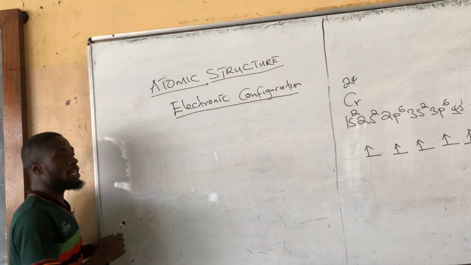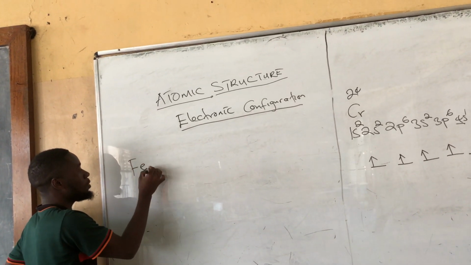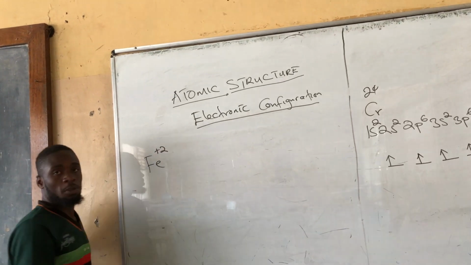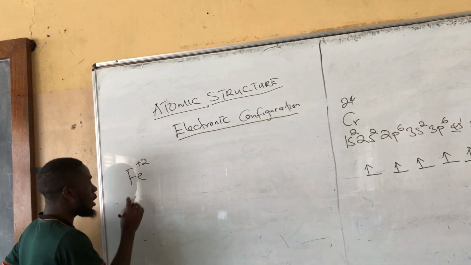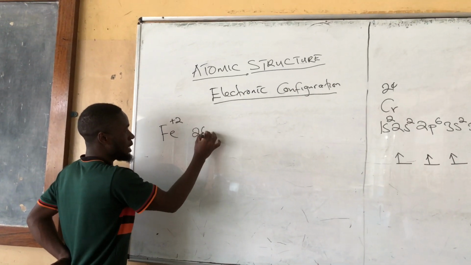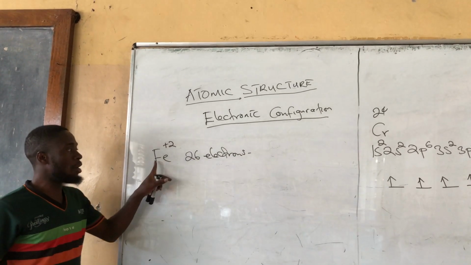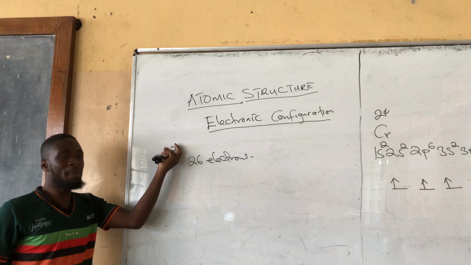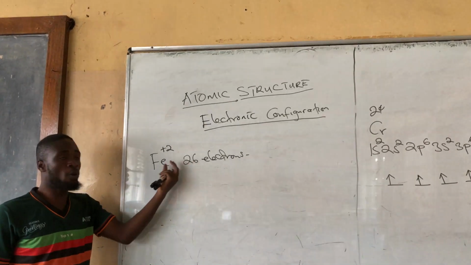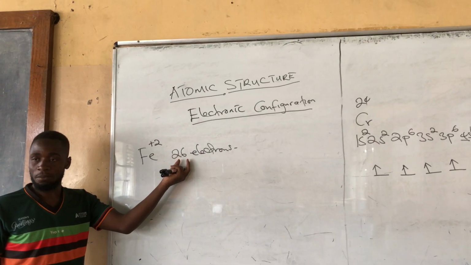What if they tell you to write the electron configuration for iron plus 3 or plus 2? Plus 2. So now we know that iron has got how many electrons? 26 electrons. And we are asked to write the electronic configuration for iron plus 2. So this plus 2 means you need to subtract 2 from 26 because it is losing electrons. And here is what you do.